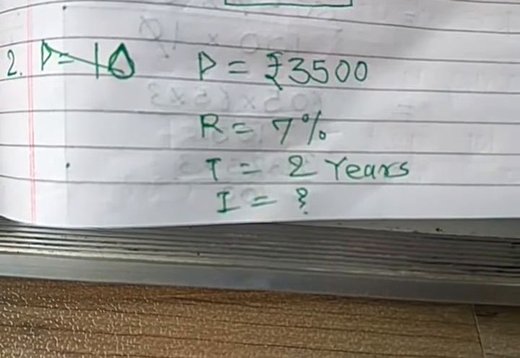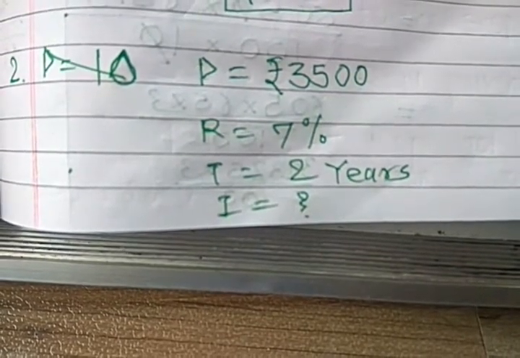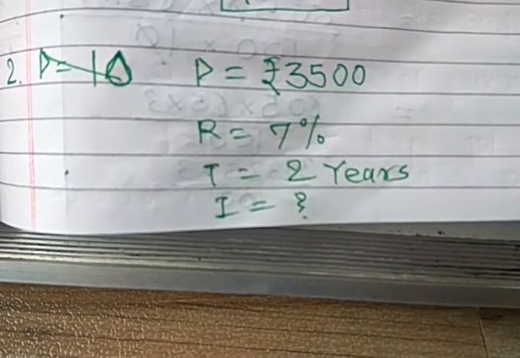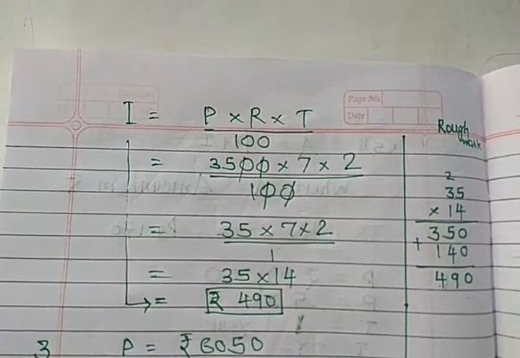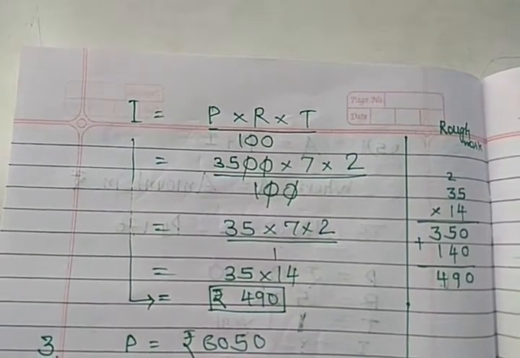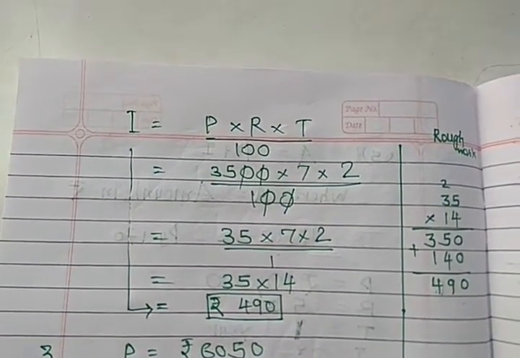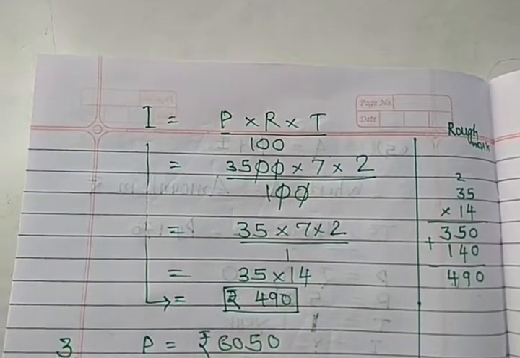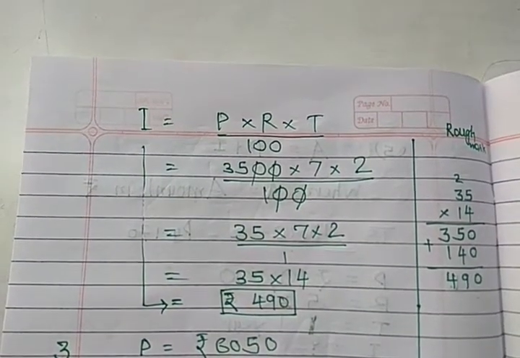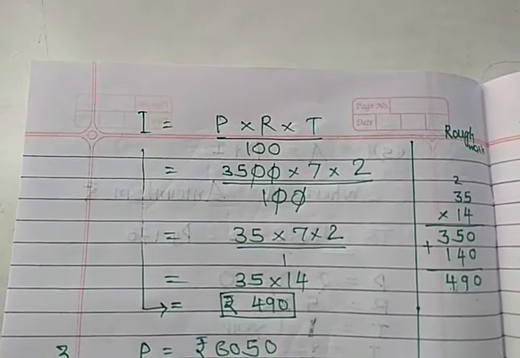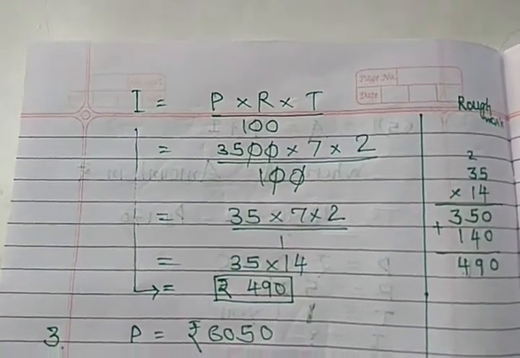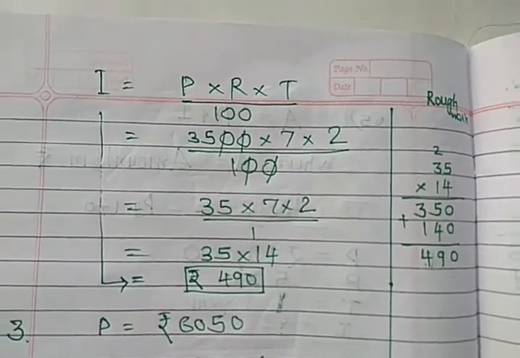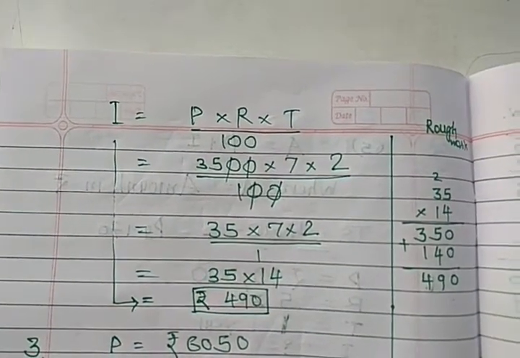Move to question number 2, where principal amount is 3,500, rate of interest 7%, T equal to 2 years and I equal to question mark. Here is the solution of question number 2, I equal to PRT upon 100. Students, make a habit of doing rough work. Don't do rough work on the back side of the page, but do it this way. See, I have drawn the margin on the right side and written the rough work there. Then do whatever the corresponding rough work is there.